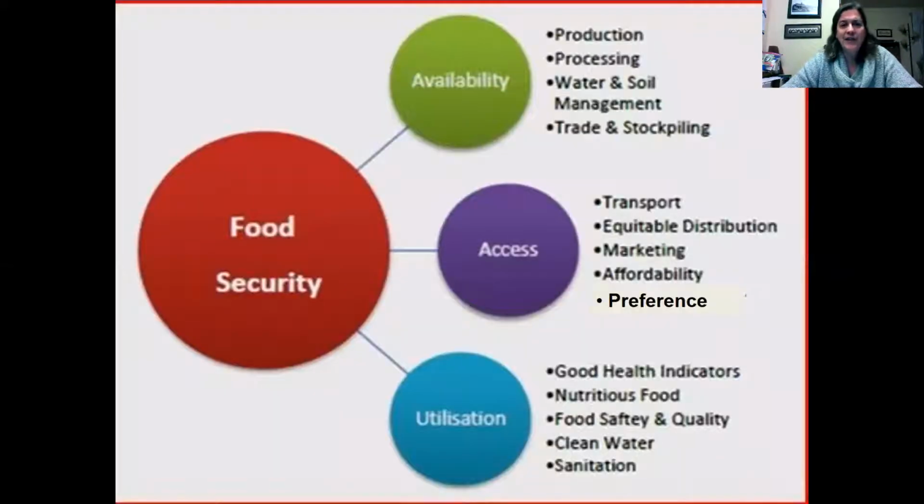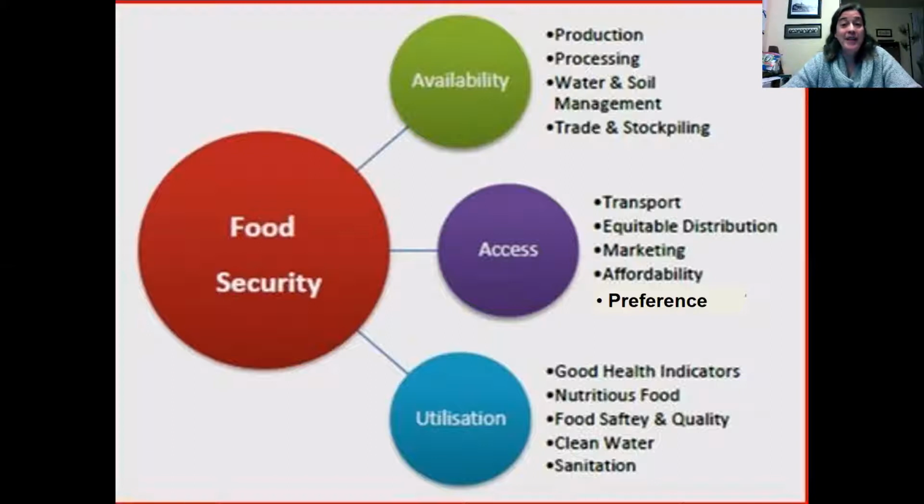This graphic also shows the different components of food security. You have availability, which includes things like production, processing, and how you stockpile it. Access: you produce the food, but can people access it? That includes things like transportation, affordability, marketing, and equitable distribution of that food. I put preference in there too, because people have to be willing to eat the food that you provide. And then utilization: what are the global health indicators?